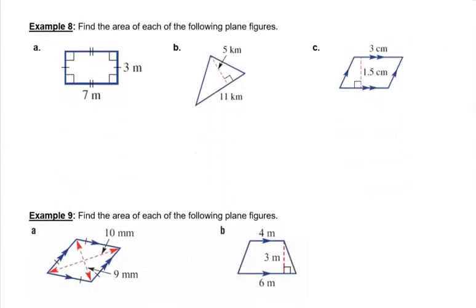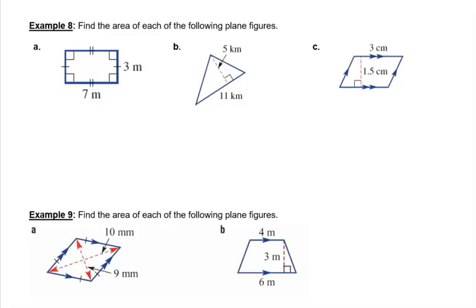Now, find the area of each of the following figures. The area is going to come out in square units. This is a rectangle. Area equals length times width. It doesn't matter which one you call length or width in this case. The area is going to be 7 times 3, which is 21. My unit is meters, so I'm going to put square meters.